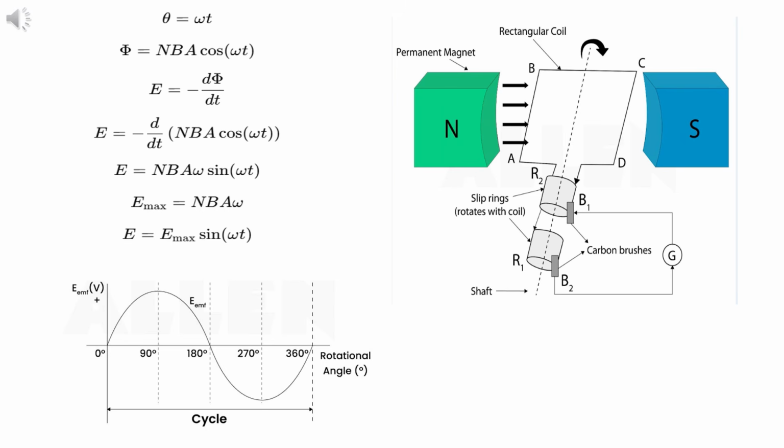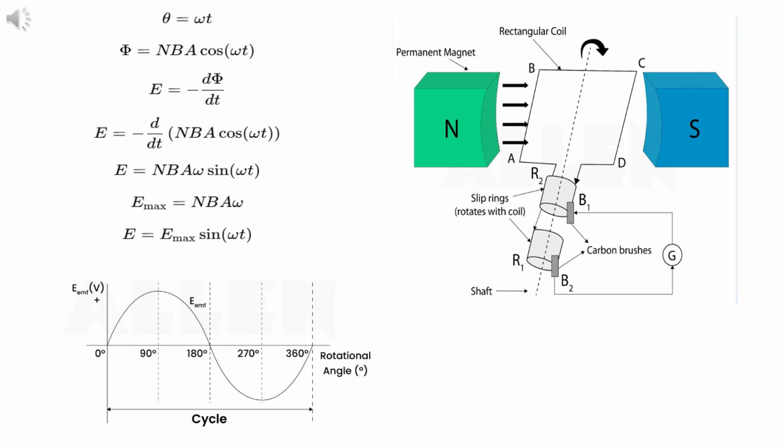Now there is one important practical question. If the coil is rotating continuously, how does the current reach the external circuit? The two ends of the rotating coil are connected to circular metal rings called slip rings. These slip rings rotate along with the coil. Stationary carbon brushes press gently against the slip rings. The brushes collect the current and transfer it to the external circuit.